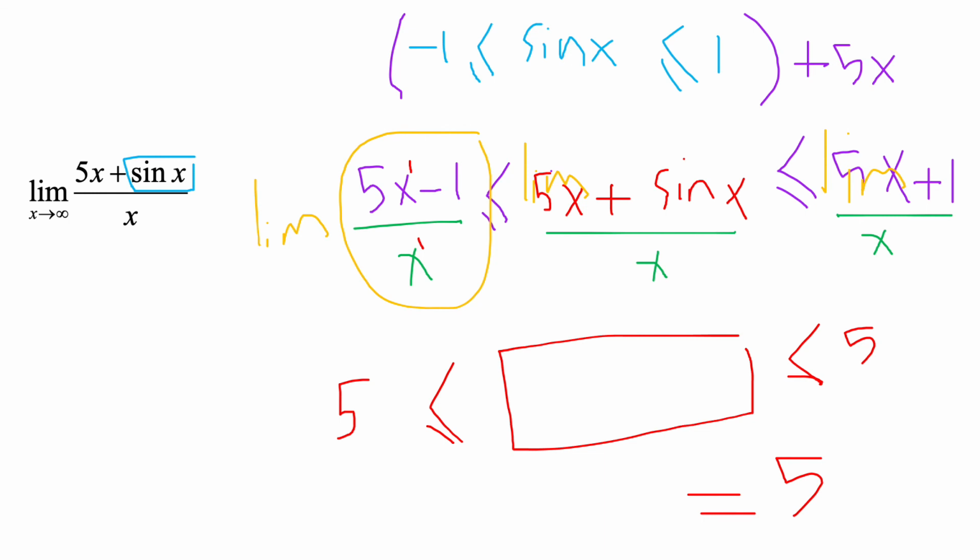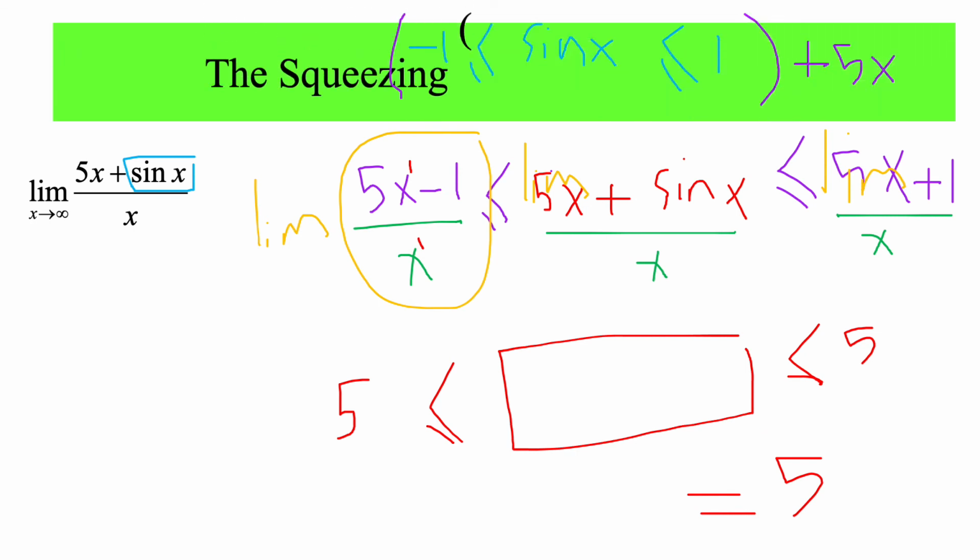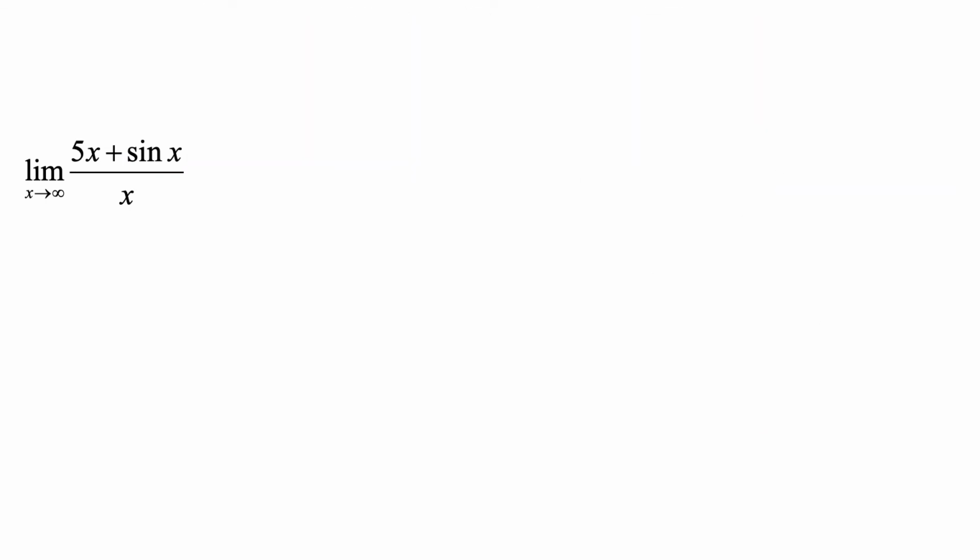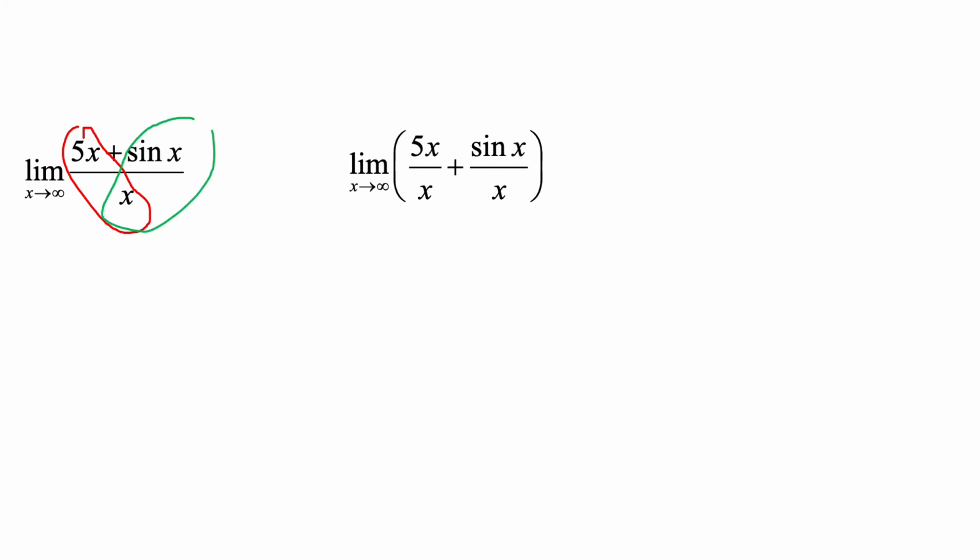Sometimes you can solve this by a different way, which is to divide it into two quotients. If I divide it into two quotients, I will use the distributive property. I divide this by that, and at the same time, I divide sine x by x. This is called the distributive property. So I got now two quotients, or two limits. The first one is this one. When I simplify it, I get only the limit of 5.